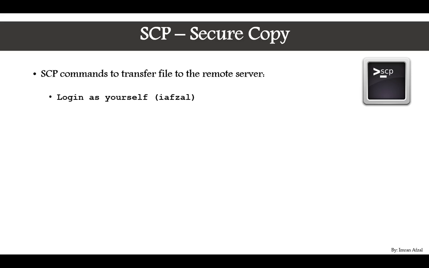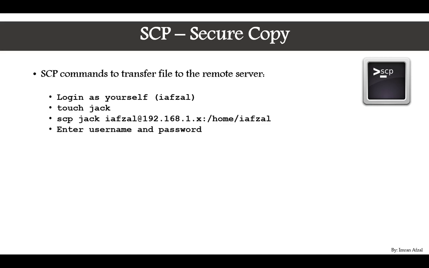Okay, what's the process? The SCP command to transfer files to the remote server: first of all you have to log in, then create a file, any file. Let's say in this lab we'll create a file called jack. Once the jack file is created, we will simply run the command scp, the file name jack, then ifzol, which is the username that actually exists on the remote server, at 192.168.1.x, which is the actual IP of the remote server. Of course, replace that x with the digit of your remote server. And the last part is :/home/ifzol. This is the directory on the remote server where you want the file to go. Once it's connected, it's going to ask you to enter the password, and it will transfer the file successfully.